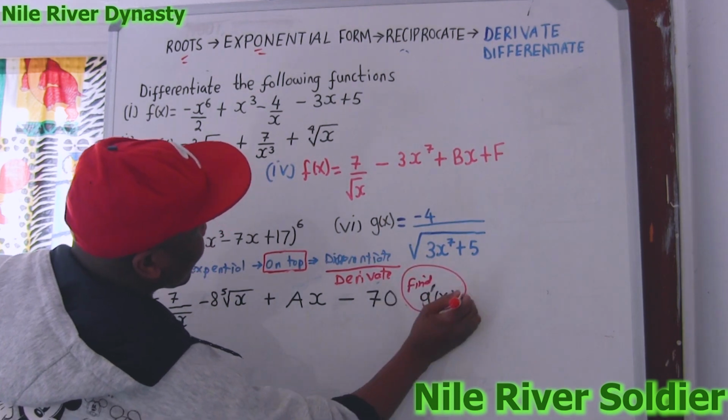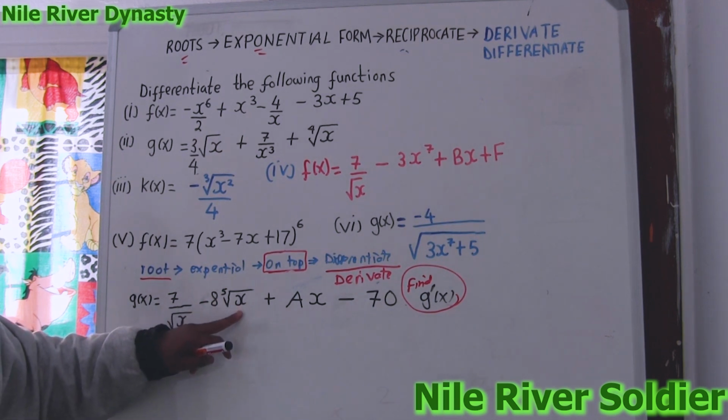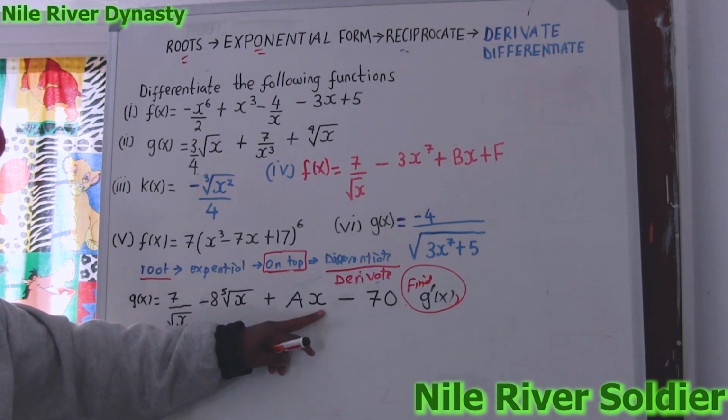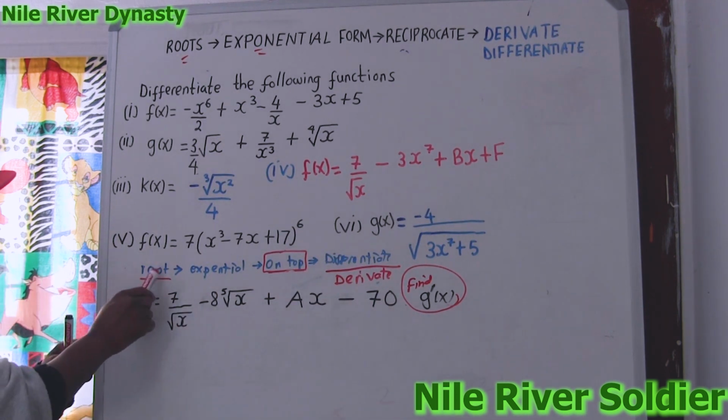So we need to find this here. This one is in a root, so it must be in a power. This also is in a root, it must be in power. It must be in exponential form. This is okay because it's in power. This also is okay. So now let's come here. Everything in the root must be in exponential.